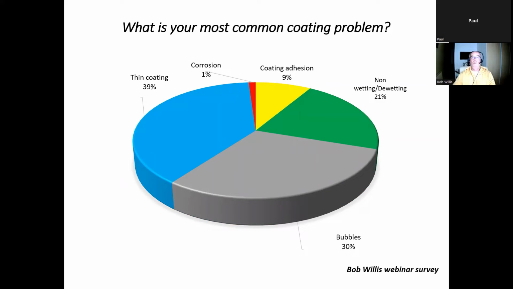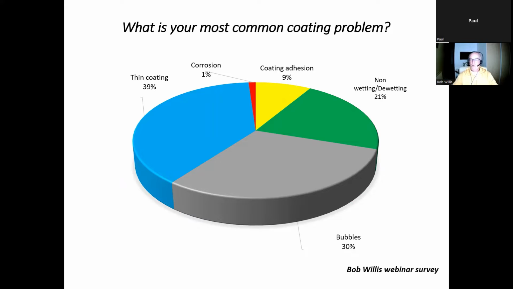And what are the most common coating problems? Well, thin coating and bubbles. Thin coating, as in you've not got the material where you need it on a printed circuit board, and bubbles. Now, it's not necessarily going to be a failure because you've got bubbles in the coating. It depends what they are, where they are, and the amount of bubbles you've got. But certainly it is an indication that your process is not in control.